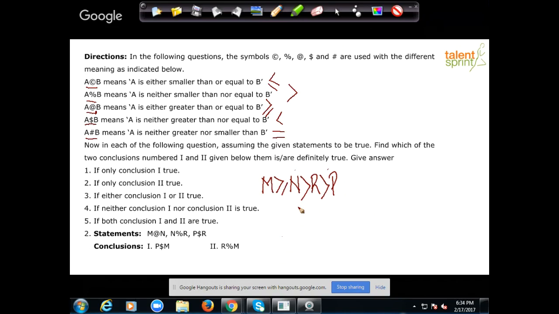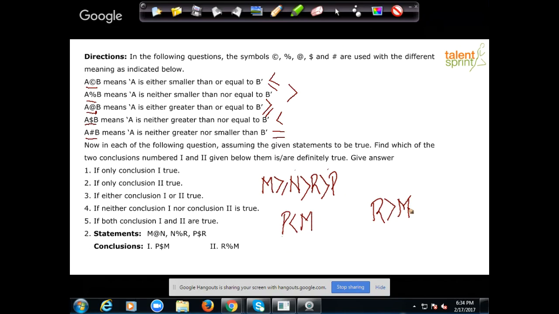Now, let us see our conclusions. Conclusion 1 says P dollar M. P dollar, we know dollar stands for less than. So it means P is less than M. Now, let us also look at what the second conclusion says. The second conclusion says R percentage M. And we know that the percentage sign stands for greater than, so R is greater than M.